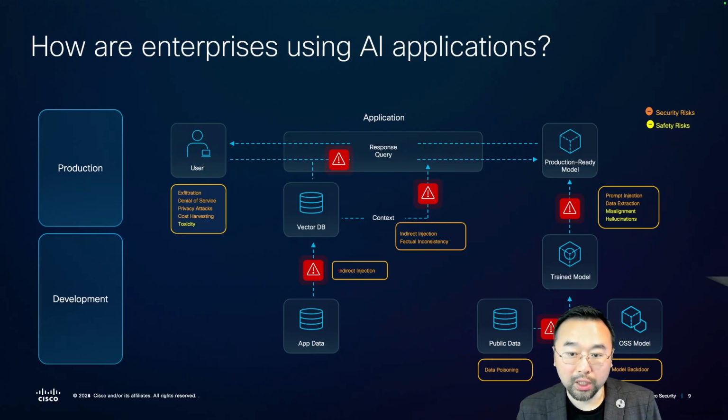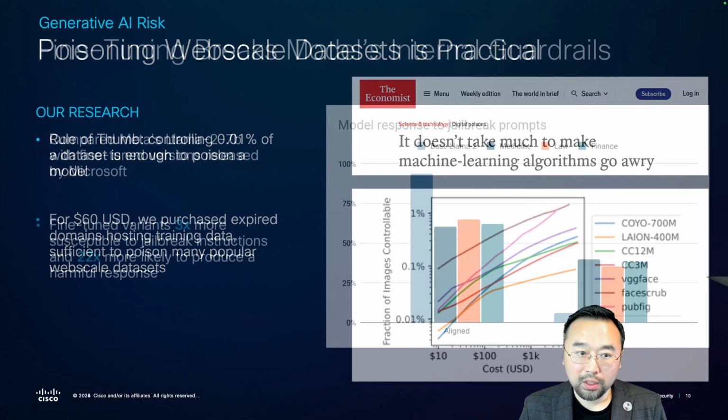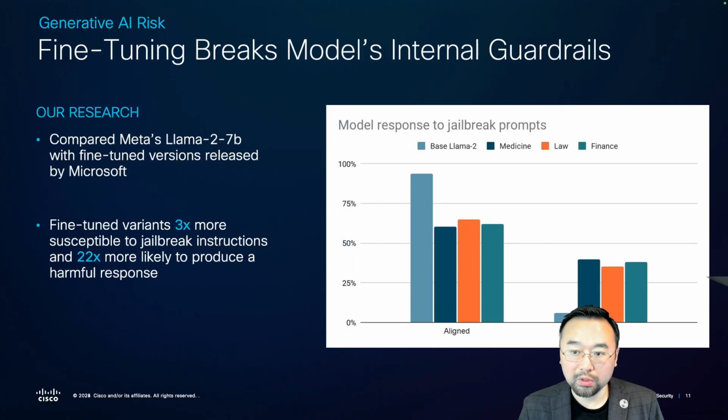As a user, I can potentially extract information by doing prompt injection and take information that I'm not supposed to, or get AI to do things it's not supposed to do as well. There are lots of examples of how we poison the data set. Actually, it doesn't cost that much. Under $60, you could get an expired domain that is hosting some training data that poisons the model. That's more than enough. Every time we fine-tune the model, sometimes the guardrail goes away a little bit as well.